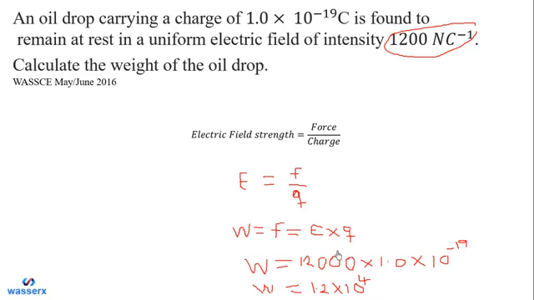So we multiply these, and since the bases are the same, we add the exponents, and that will give us 1.2 times 10 exponent negative 16 newtons. So that is the weight of the oil drop.